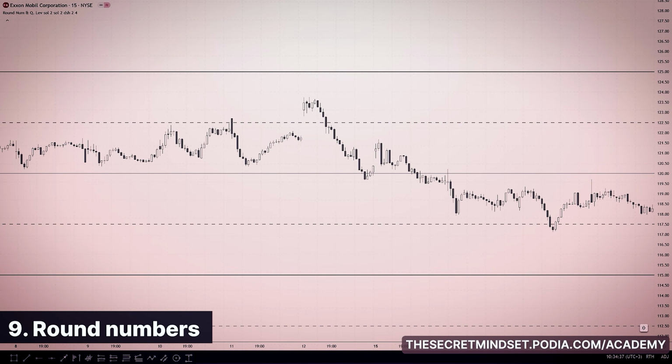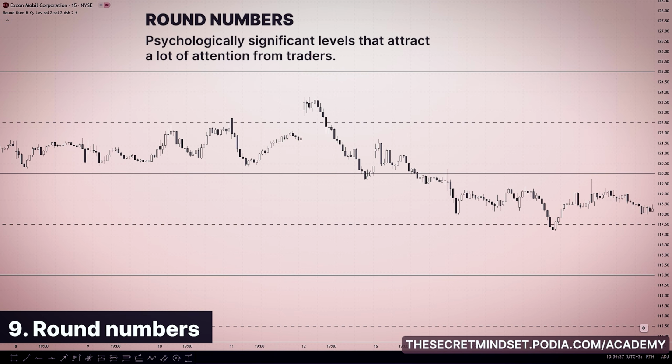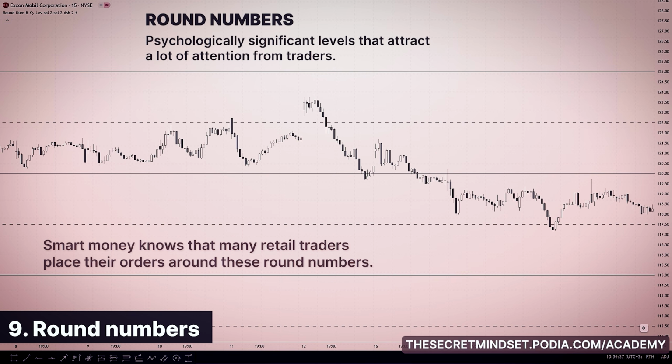Round numbers ending in 0 or double zeros are psychologically significant levels that attract a lot of attention. These levels are prime targets for smart money manipulation. Smart money knows that many traders place their orders around these round numbers. They might place buy orders just above a round number or sell orders just below it. The big boys often push the price to these levels to trigger these orders, creating liquidity that they can trade against.